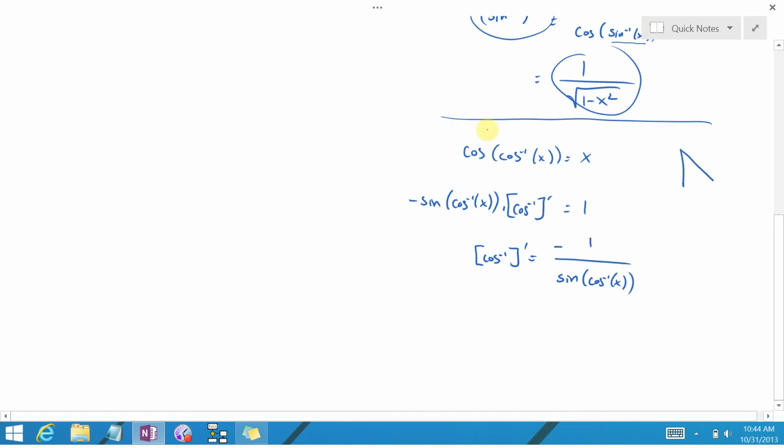You draw your little triangle, call one of the angles theta, and arrange it so that, now we want the inverse cosine of x, so that cos theta is equal to x. Well, that would work if I had an x here and a 1 there. So again, this would be by Pythagoras, square root of 1 minus x squared, and sine of this amounts to the same thing. So that's equal to negative 1 over the sine of theta, cos inverse of x is theta, which is just the square root of 1 minus x squared. So it looks the same, except there's a minus sign.